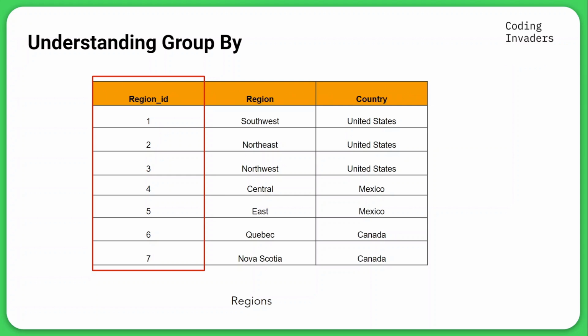The first column that we have, region ID, tells you the unique ID for a particular region. Then the next column, the region column, contains the name of the region. And lastly, we have the country column referring to the name of the country.